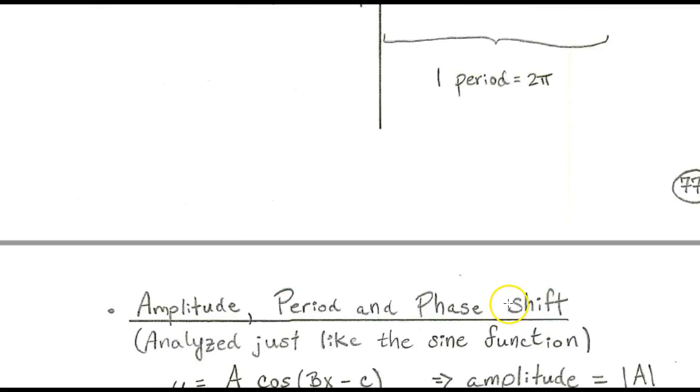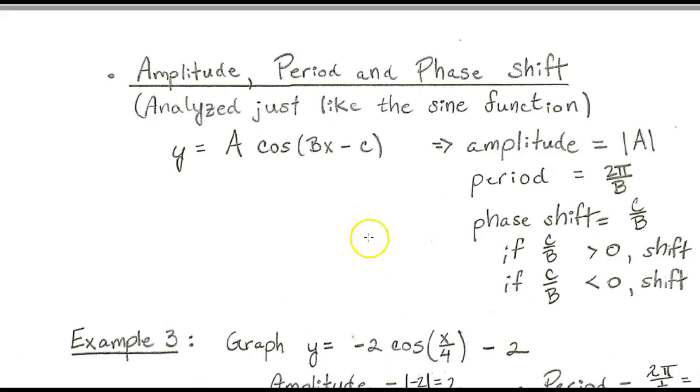Okay, so likewise, when I had a sine of bx minus c, we can also think of what y is when it's a cosine of bx minus c. It's all the same stuff. Amplitude is the absolute value of a, the absolute value of this coefficient. The period is 2 pi over b, the same as it was when we were looking at sine. And the phase shift is c over b, this c. Remember, it has to be minus c.